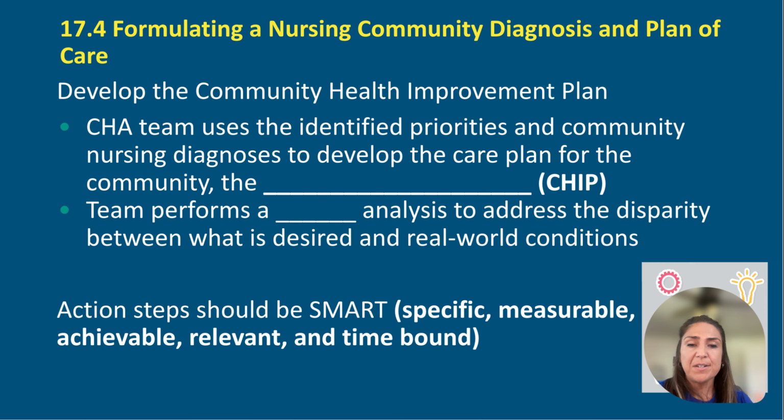So from here, once the priorities have been determined and the community nursing diagnosis is written, then the next step is creating a health improvement plan. So these include the goals and objectives, action steps, timelines, priority target population, indicators, and accountability measures.